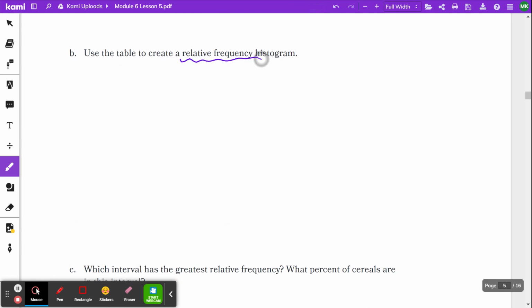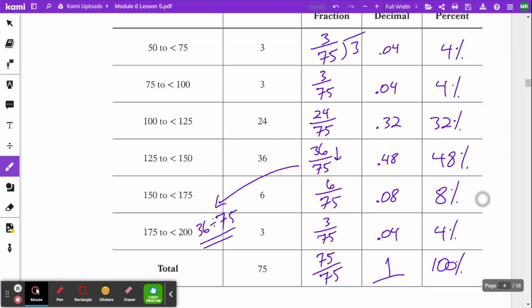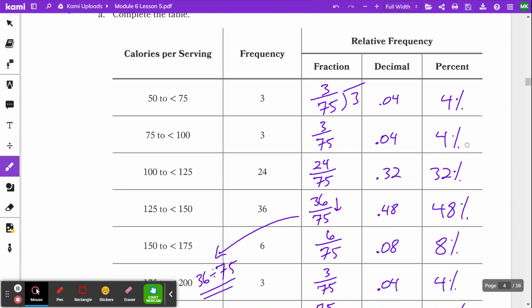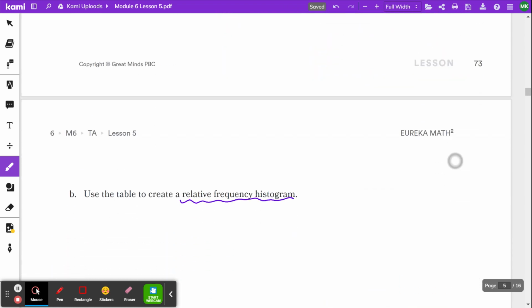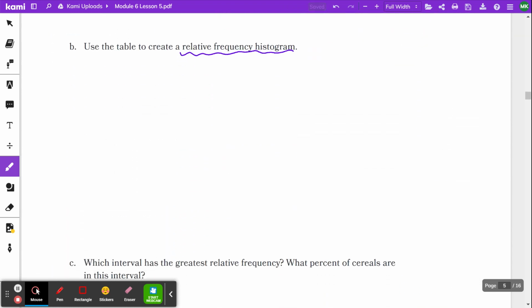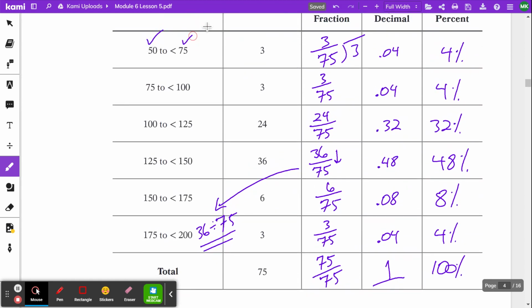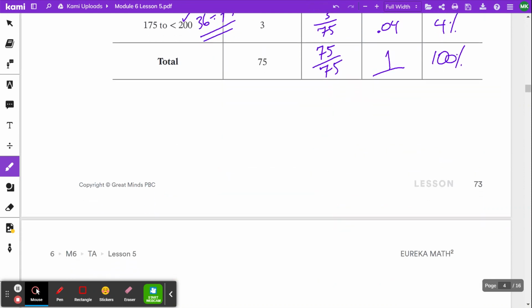So they want a relative frequency histogram. So it's not just a regular histogram with values. We're using the relative frequency, okay, which is basically these guys here, right? So these guys here, the relative frequency, they want the decimal values in action here, which I'm not a huge fan of, but okay, fine. Let's see. So down here, we're going to have our values, right? And let's see. So we start at 50. It goes by 25s, and it ends in 200.